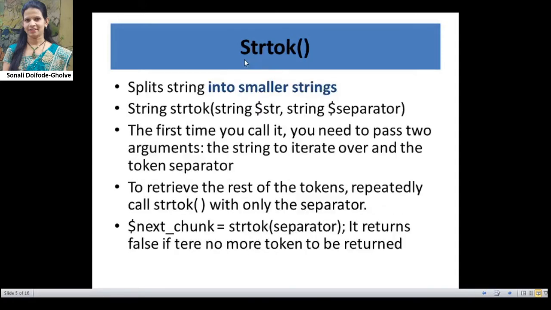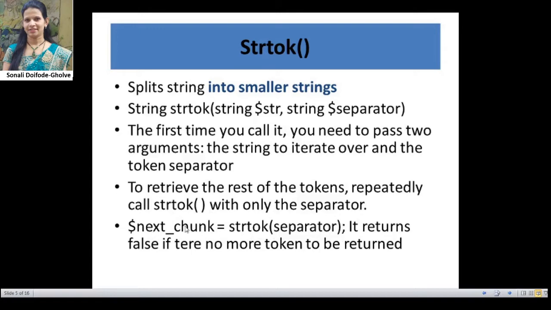Next function is our strtok. It splits a string into smaller strings, meaning here we are dividing the string into smaller strings based on a delimiter. The syntax is strtok, string $str, then string $separator. The first time you call it, you need to pass both arguments. But when calling it again, there is no need to pass the two arguments. We can just call it as strtok with the separator.